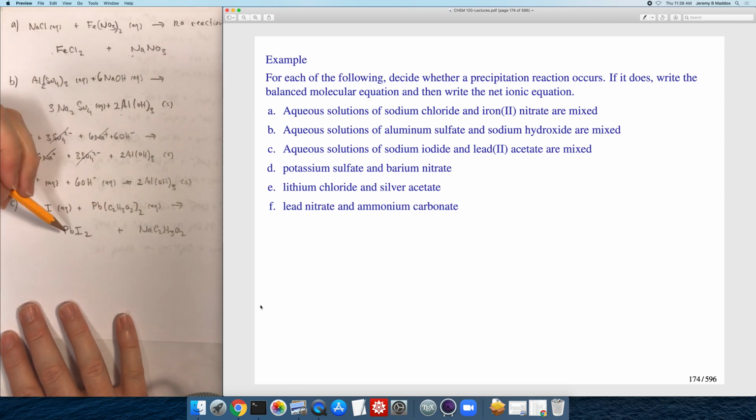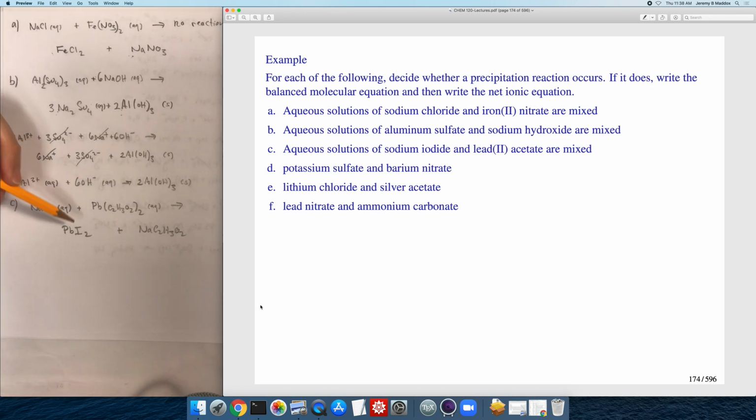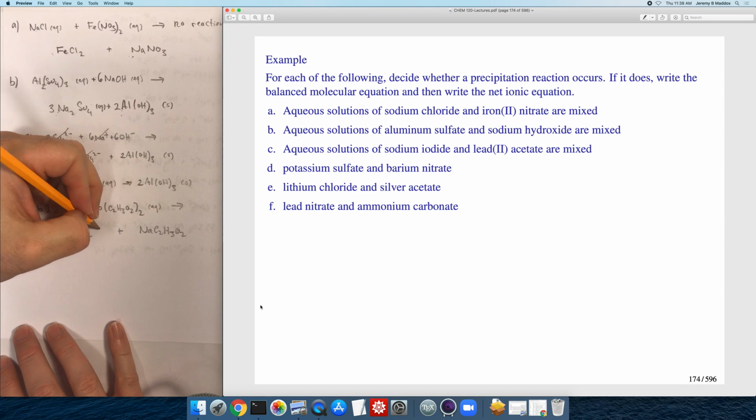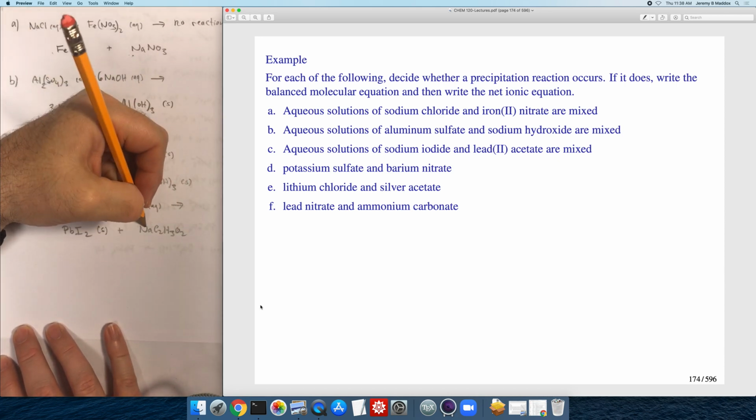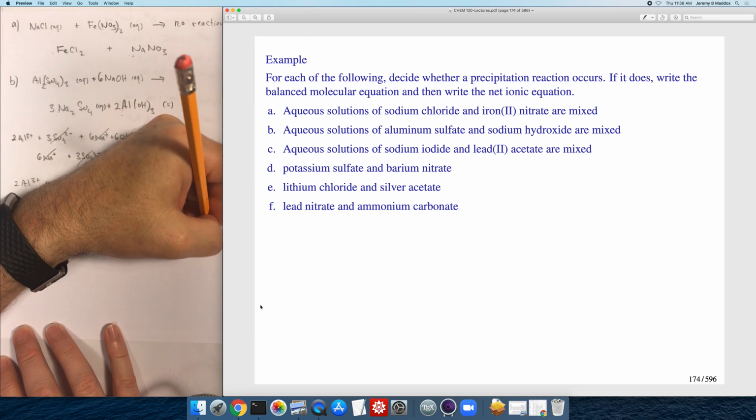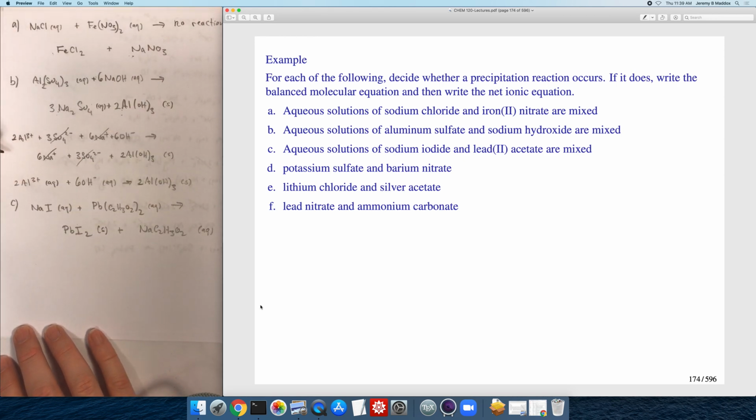Now we want to ask ourselves, are either of these compounds insoluble? The answer is yes. Halides are usually soluble, but there's a few exceptions, and lead is one of those exceptions. So this is going to be a solid. Group 1 cation, always soluble. So it's in the aqueous phase.